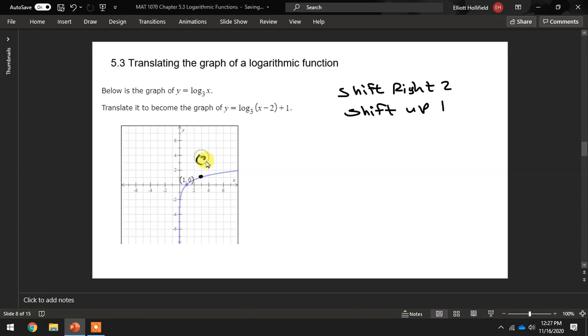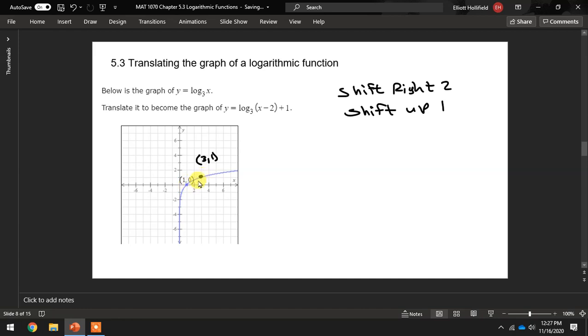Here we have the ordered pair 3, 1. The log base 3 of 3 is equal to 1 because 3 raised to the 1 power is equal to 3. Now we have these two ordered pairs. Let's shift them to the right and then shift them up by 1. Shift right by 2, 1, 2, and then up by 1.